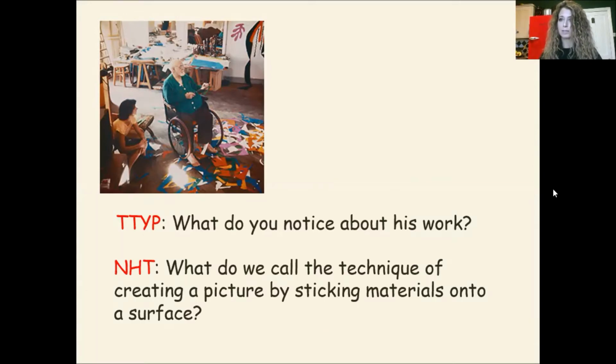What images repeat? What do you think his themes are? And what type of shapes does he like? What colours does he like? What can you say about his work? Bonus question as well. What do we call the technique of creating a picture by sticking materials onto a surface? I'm sure you know the answer to that. Okay, pause this video if you need to discuss.